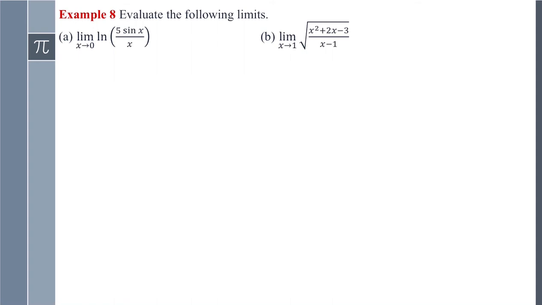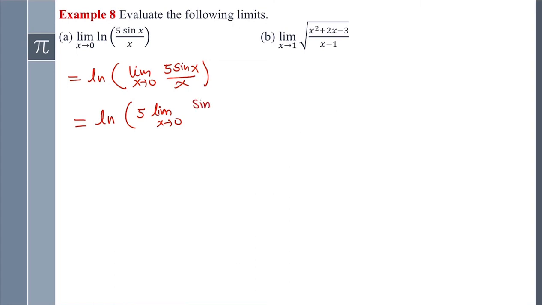So here, if natural log of x is continuous at the limit of this inside function, then we can just evaluate this limit as the natural log of whatever the value of the limit of the inside function is, which means basically we can put this limit inside. So this equals natural log of limit as x approaches 0 of 5 sine x over x. And then we can factor that 5 out, so we have limit as x approaches 0 of sine x over x.